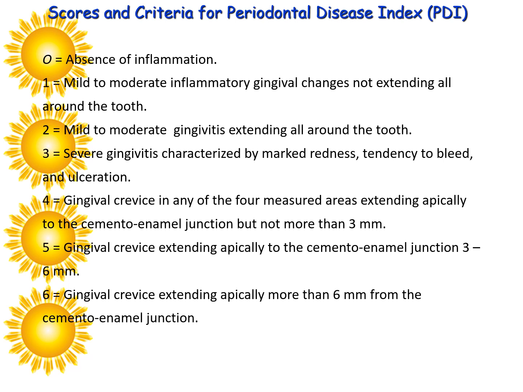3 is severe gingivitis. 4 is gingival crevice in any of the 4 measured areas extending apically to the CEJ but not more than 3 mm. 5 is gingival crevice extending apically to the CEJ 3 to 6 mm, and 6 is gingival crevice extending apically more than 6 mm from the CEJ.